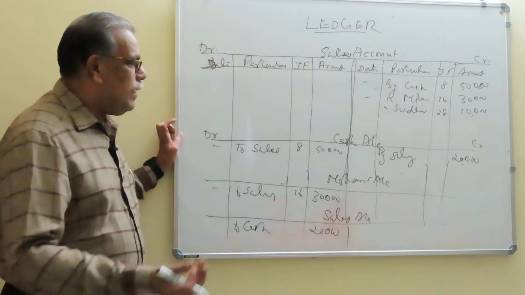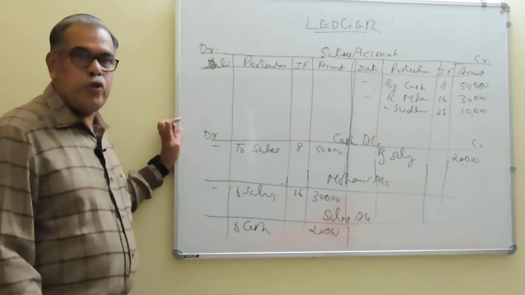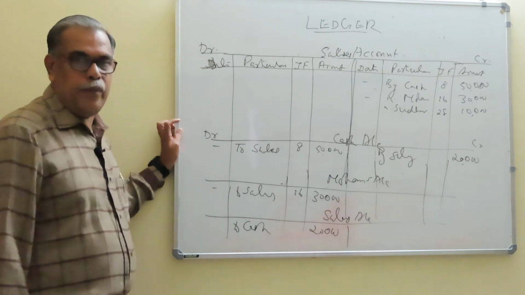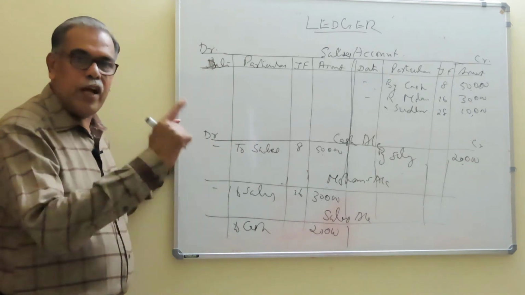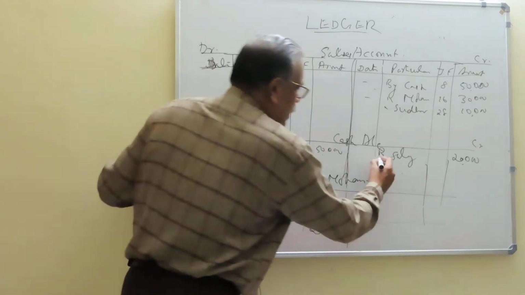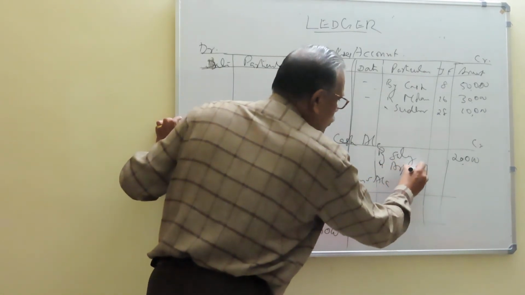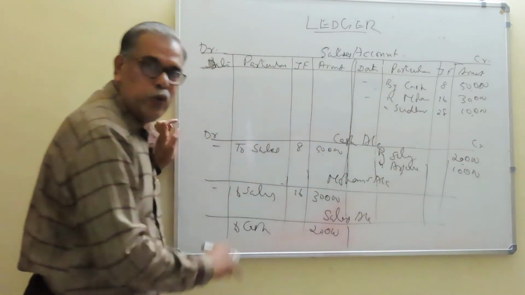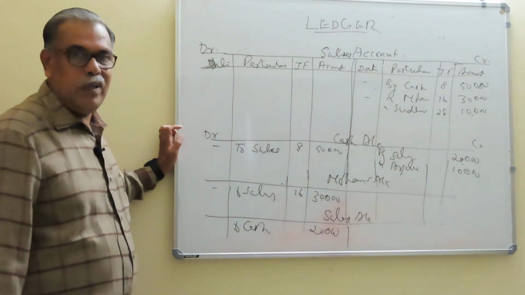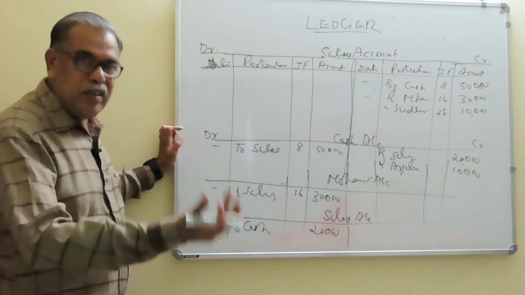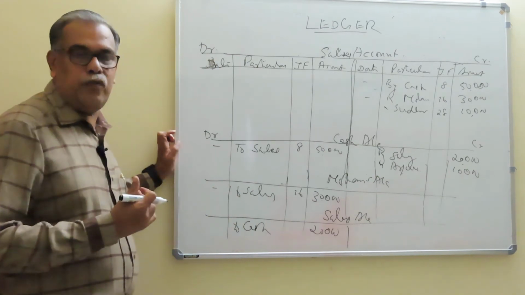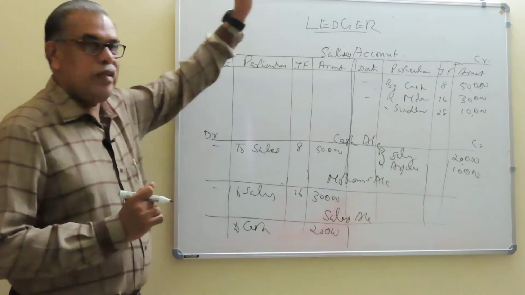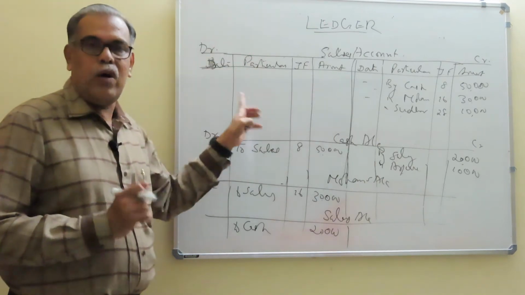Suppose we paid 10,000 rupees to Mr. Arjun. What will be the entry? Payment of 10,000 to Arjun. Arjun is the receiver, so Arjun's account debtor to cash. So in cash account we will write by Arjun's account 10,000 and in Arjun's account we will write to cash. In purchase account, suppose there is a purchase for cash, the entry is purchase account debtor to cash. We will write purchase account on the debit side and cash account on the credit side.